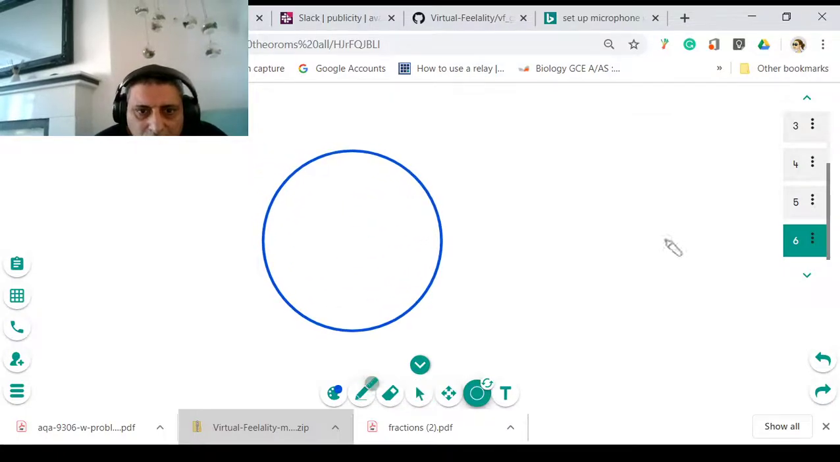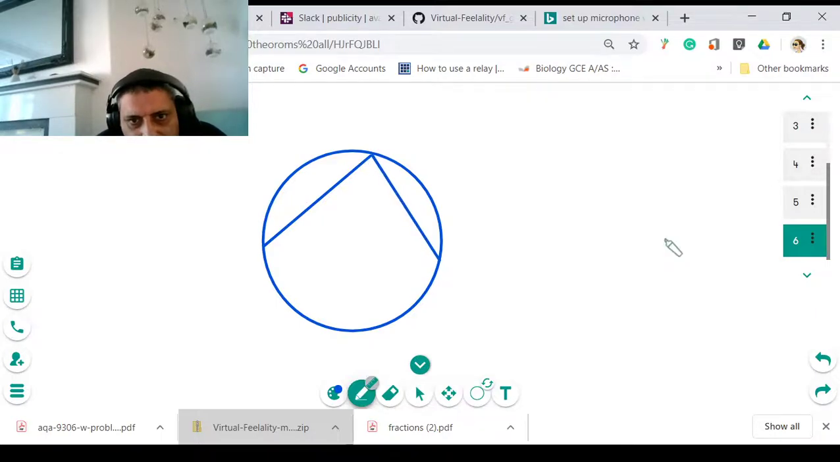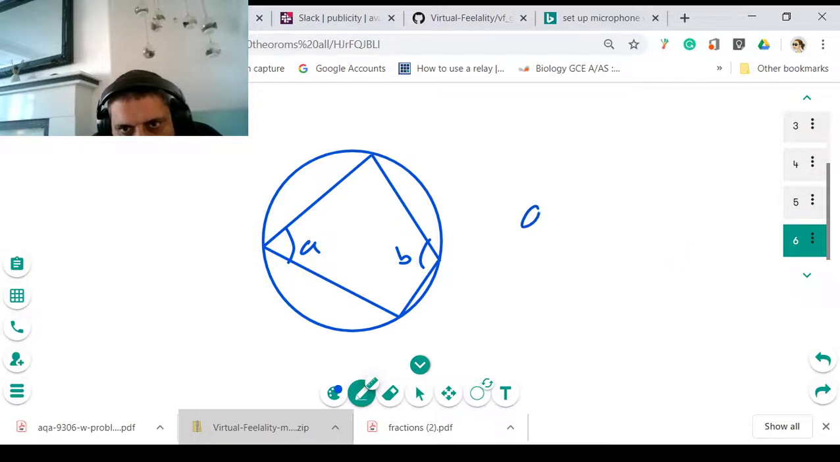I've got a circle, I've got a four-sided shape, more commonly called a cyclic quadrilateral. Cyclic means in a circle, round, round, round. Quadrilateral means four-sided. Now this is only true for a cyclic quadrilateral. If you have a four-sided shape inside the circle, let's call it angle A, angle B. Angle A plus angle B will equal 180 degrees.